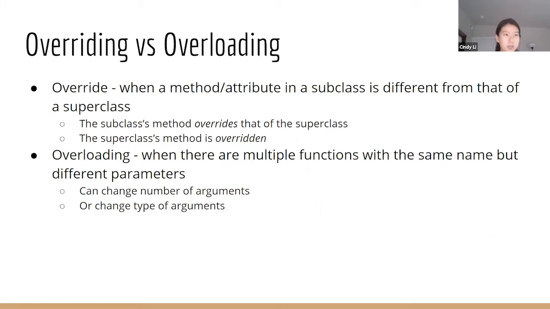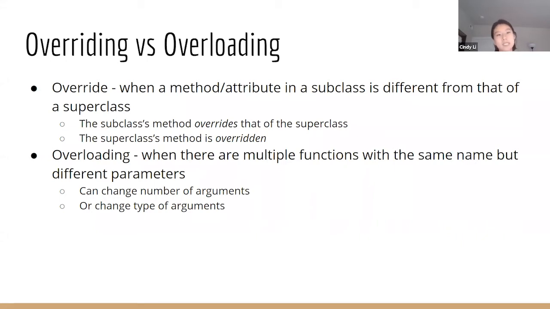But let's review it a little bit right now. Different parameters means they can change the number of arguments. So it can go from 3 ints to 4 ints, or 2 ints and 3 ints. That's a different number of arguments. Remember, what's inside the parameter are called arguments.